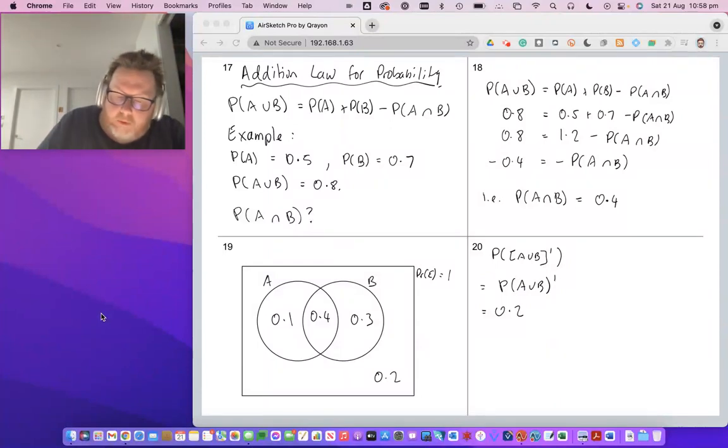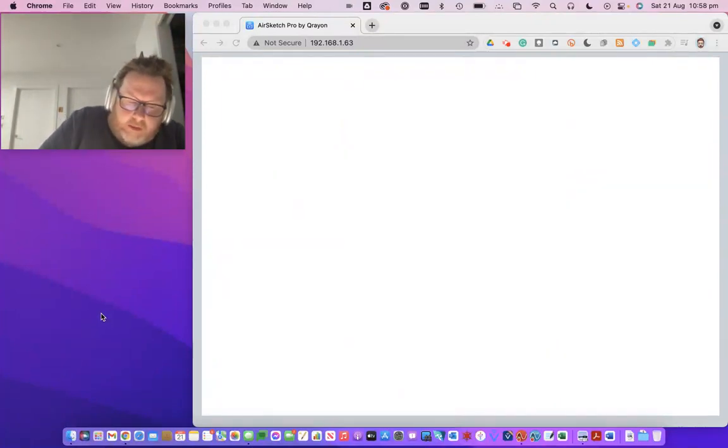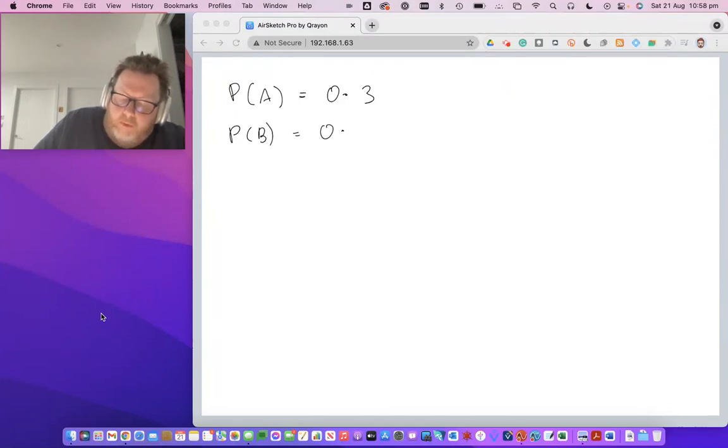Now, one more little example. I'm just going to have to add a slide for that so there's no little lines to separate it out, but I'm sure we'll survive. Have a look at this. Probability of A is equal to 0.3. Probability of B is equal to 0.5. And the probability of A union B is equal to 0.8. What's the probability of A intersect B?